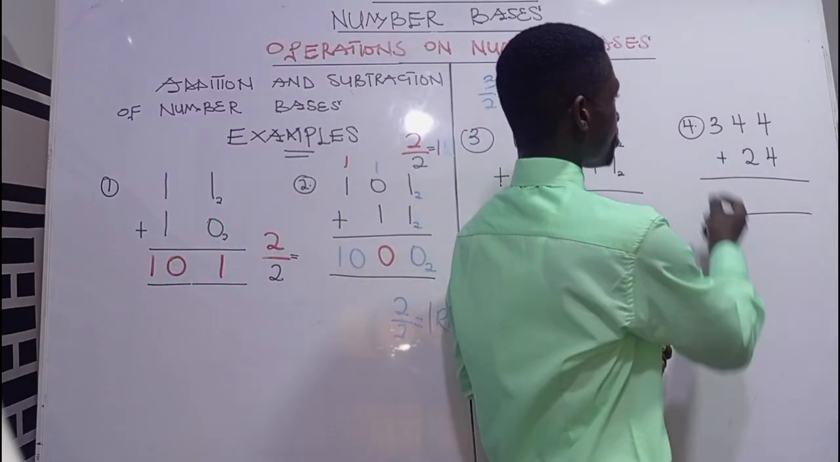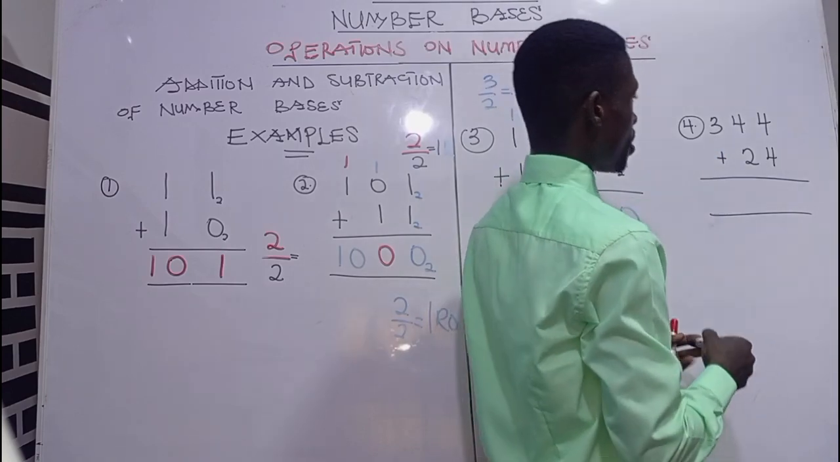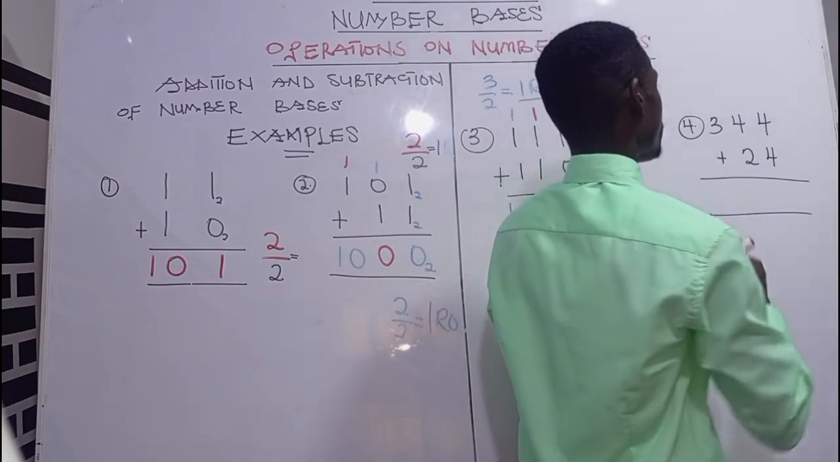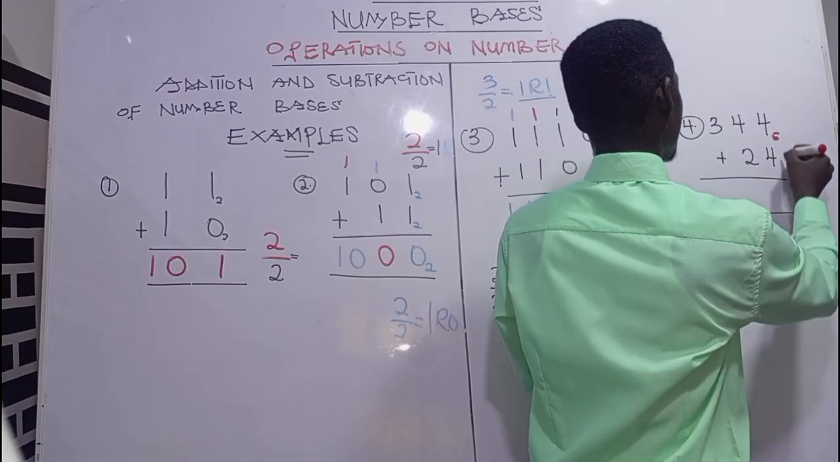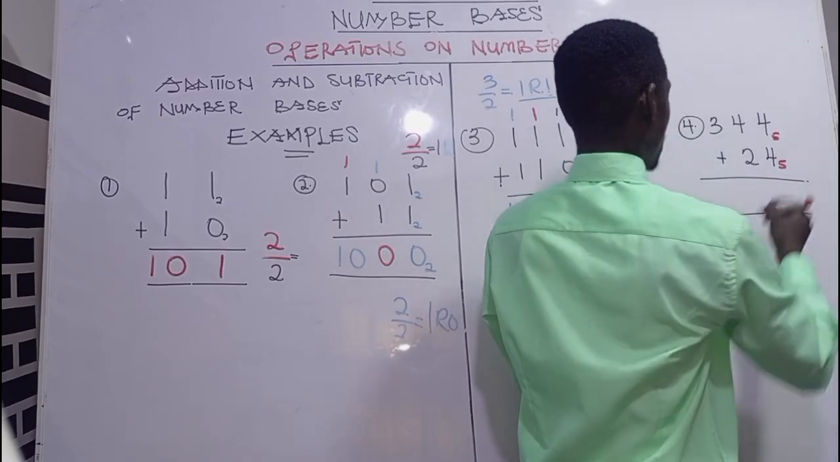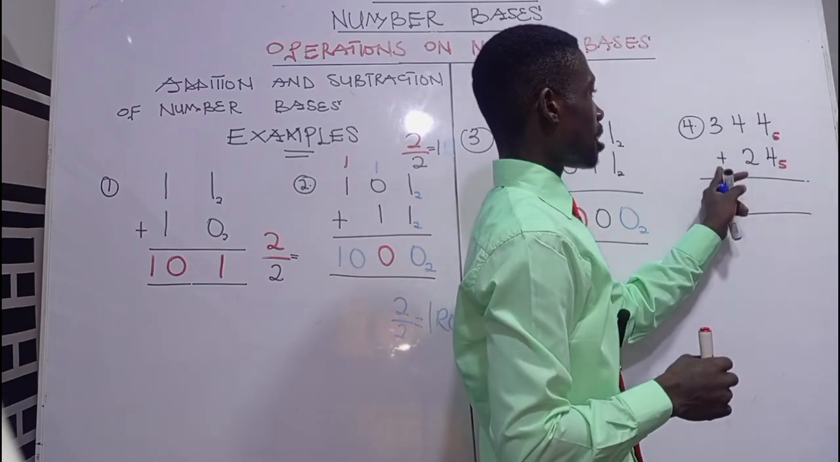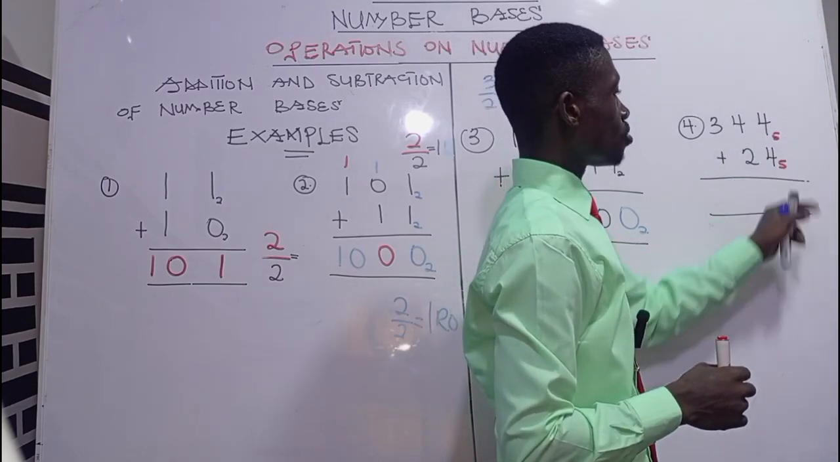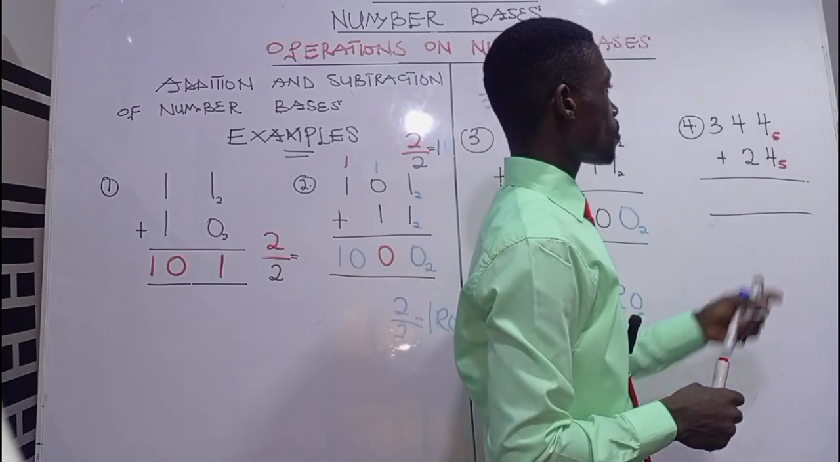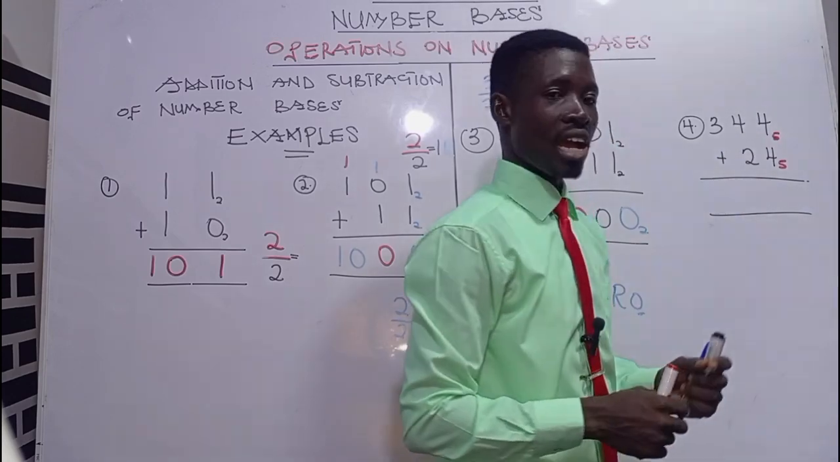Now we have our 4th example. These are written in base 5. So we are to add 344 to the base of 5 plus 24 to the base of 5. We have to add these 2 digits in base 5 together.